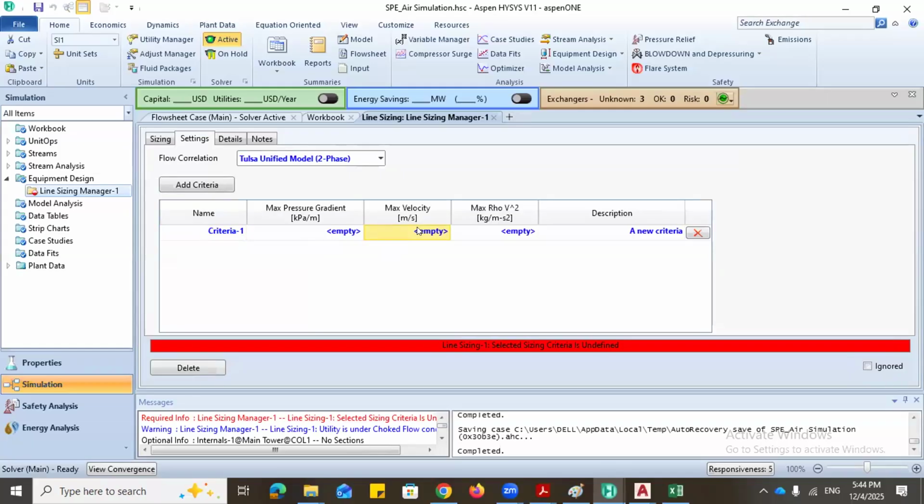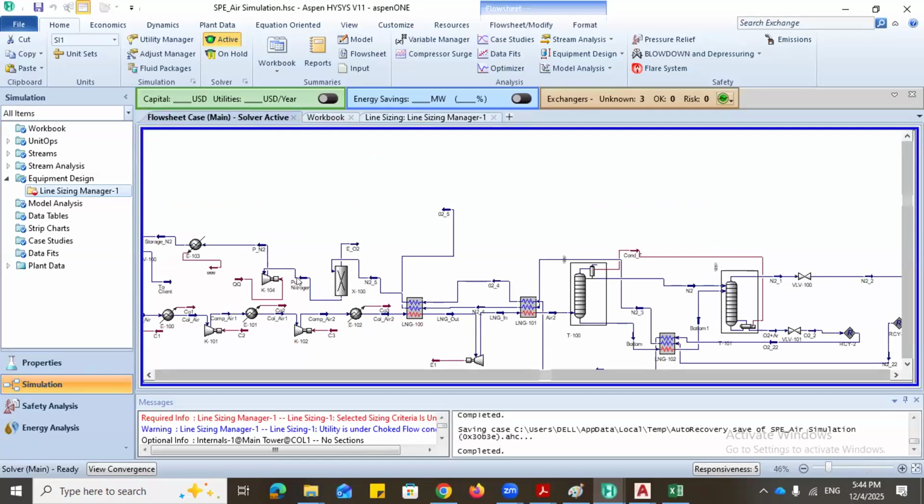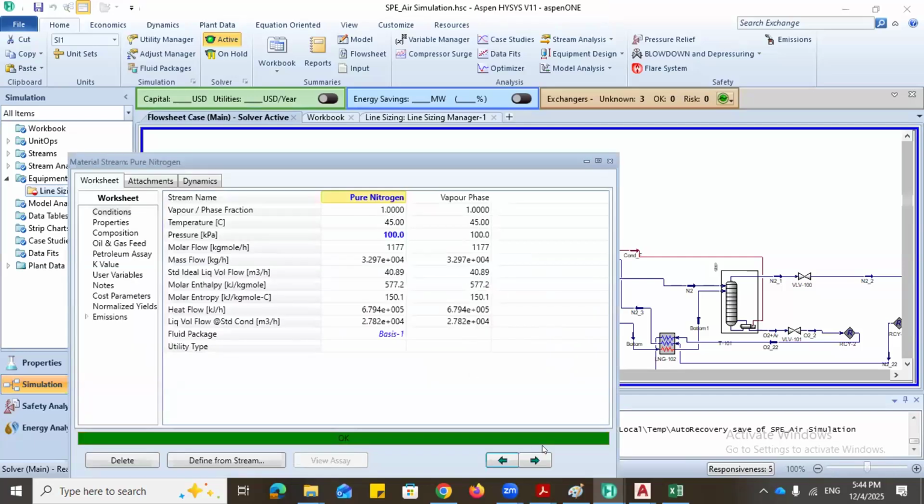So let me assume this pure nitrogen is in which state? Okay, guys, this pure nitrogen is in which state? Liquid state or gaseous state or multi-phase state? Gaseous state. Excellent. Good.